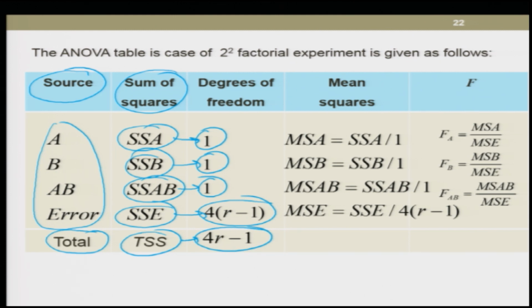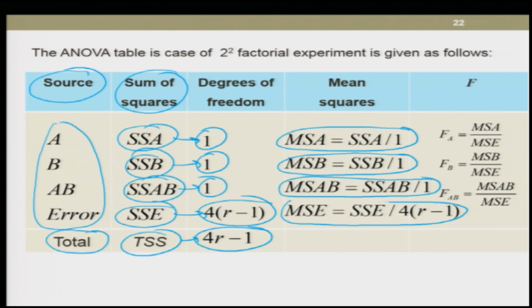And then based on that we can obtain the mean square due to A, that is the sum of squares divided by degrees of freedom, mean square due to B, the sum of squares due to B divided by degrees of freedom, and mean square due to AB, this is SSAB divided by degrees of freedom. Similarly we can find MSE, which is SSE divided by degrees of freedom, and then based on that we can obtain the 3 F statistics related to the factors A, B and interaction effect AB.